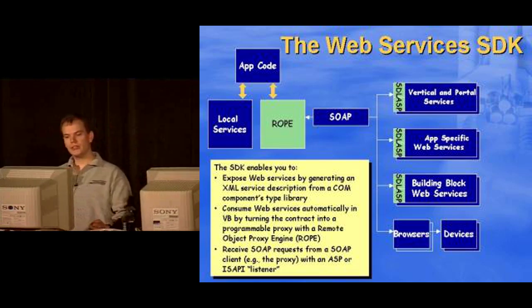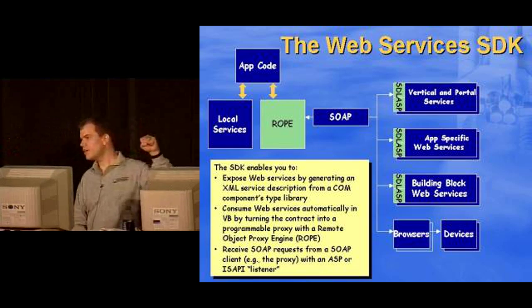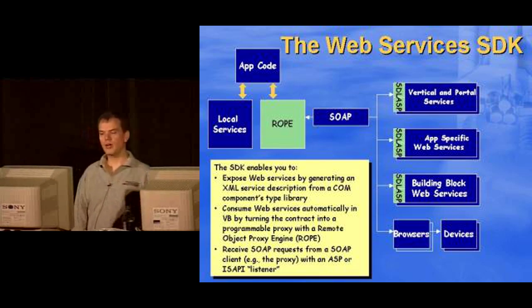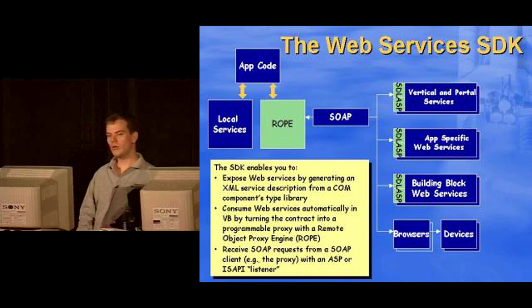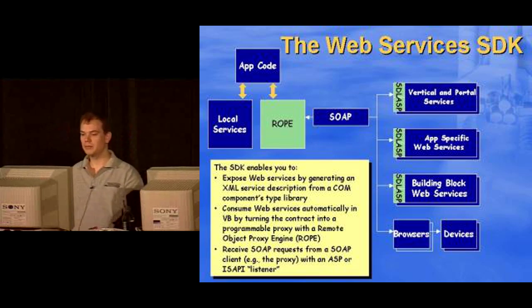The key to this is that we have tools to take a type lib, convert it to a service description, and stick that over the wire into a proxy engine. The proxy engine will pull it up and generate a programmable proxy, which includes a section that will serialize SOAP back onto the wire. The SOAP goes back and talks to an ASP that we've created.